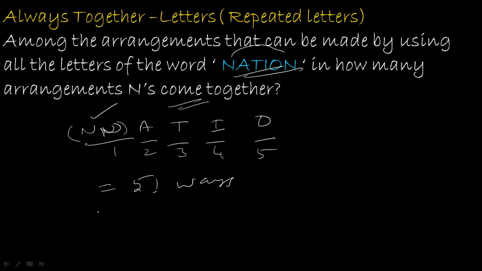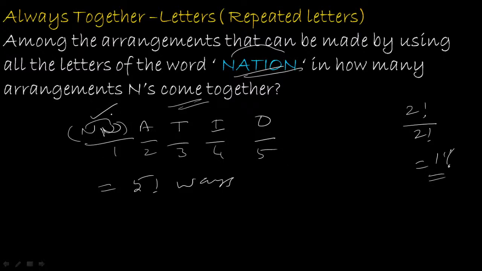Problem over. Suppose if you want to write it as a procedure, the 2 letters can be arranged among themselves in 2 factorial ways, but here there is a repeated letter, that is N repeated 2 times. So you have 2 factorial over 2 factorial, that becomes 1. That's why I told you no need to write it, because here 2 of them are the same.